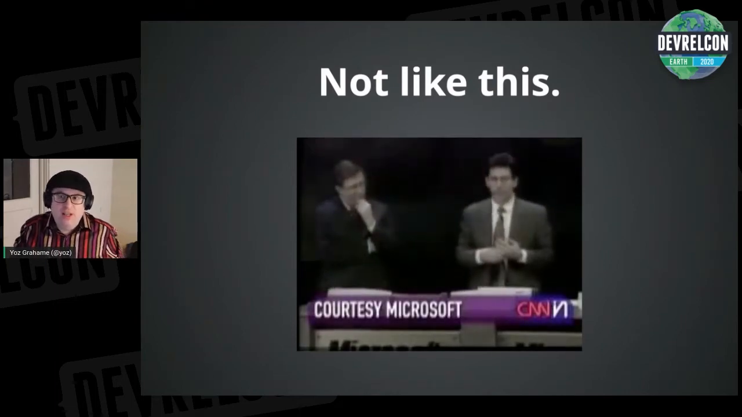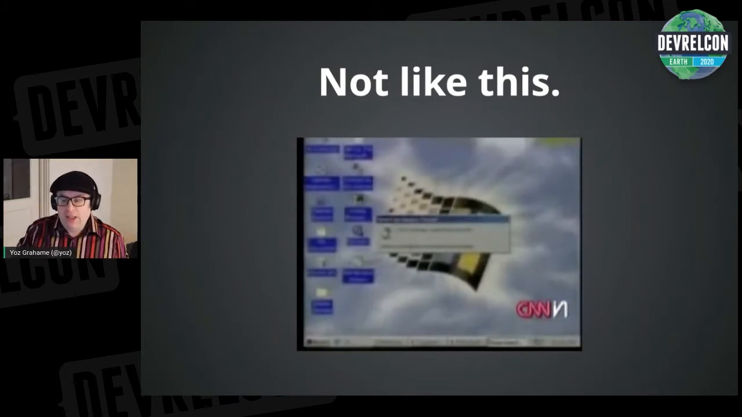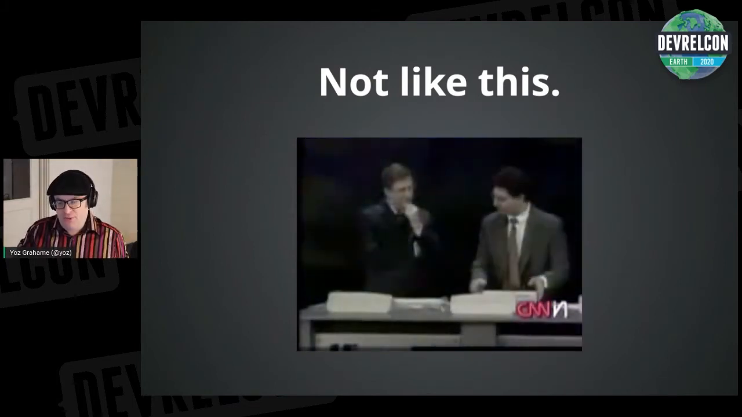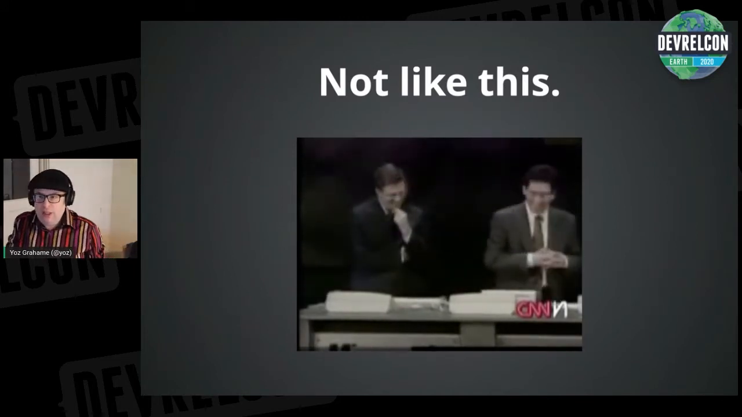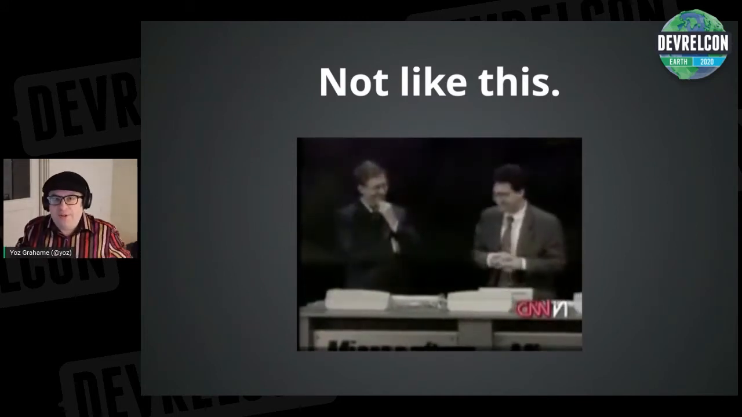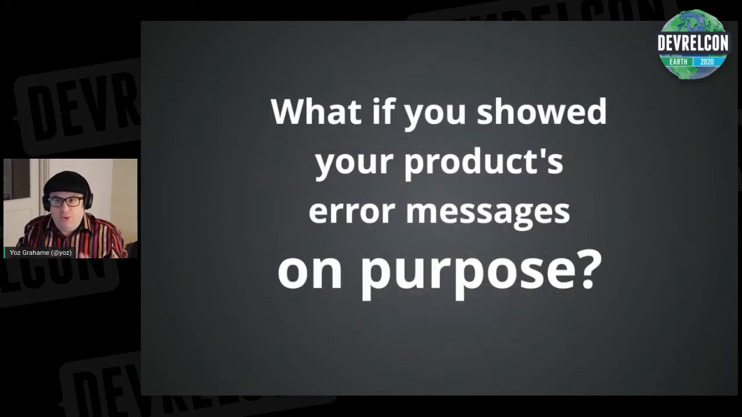This is a famous video of Windows 98 being demoed before it was ready, and it demonstrates that it's not ready with that blue screen right there, to Bill Gates' and everybody else's embarrassment. You don't want that kind of scenario, and that's what we think about when we think about showing errors in a demo. But what if you wanted to show your product's error messages on purpose?